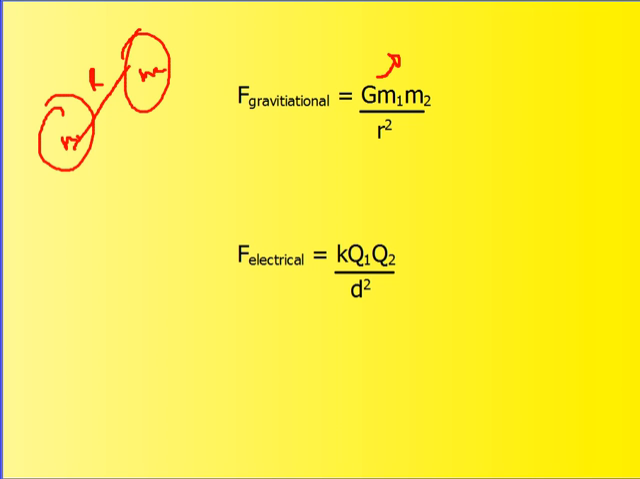Well, the electrostatic, or the electrical force, or Coulomb's law, is F electrical is K Q1 Q2 over D squared, where this is charge 1, charge 2, and D is the distance between them. Now I'll use D, I'll use R. It's the same thing. It's the distance between the two charges. And in this class, we're not going to worry about the size of the charges. We're going to assume they're infinitesimally small.